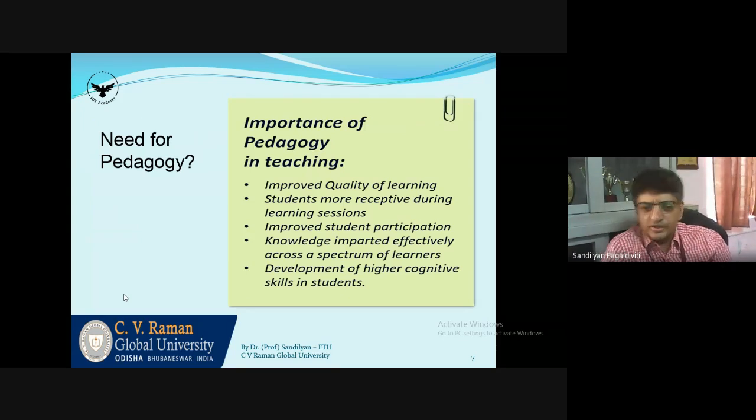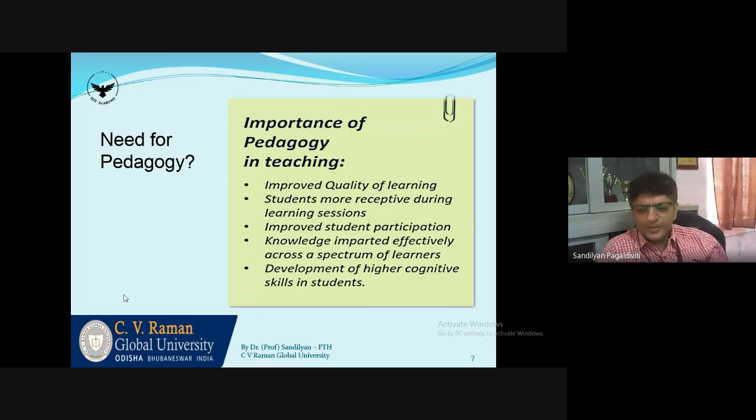Yeah. So now the question is, let us try and understand some interesting facts here. What is the need for pedagogy? Some of you might feel, I have been teaching for 10 years, I have been teaching for 15 years.